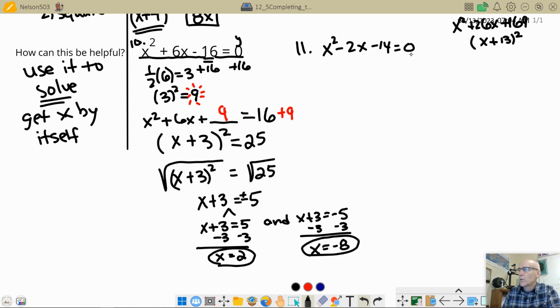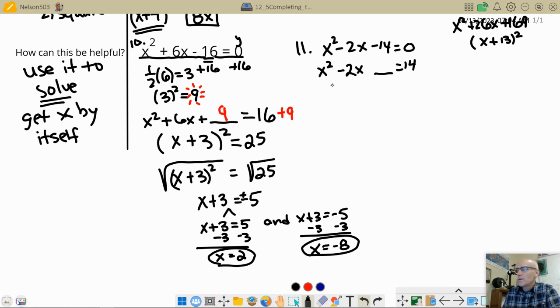Step 1, move the 14 to the other side. And let me pause for a second. I want you to put the video on pause. You try number 11, then come back and watch it. All right. So I move the 14 to the other side to get it out of there. And I'm going to leave a little blank right there. And so we got minus 2x there. We got an x squared over here.